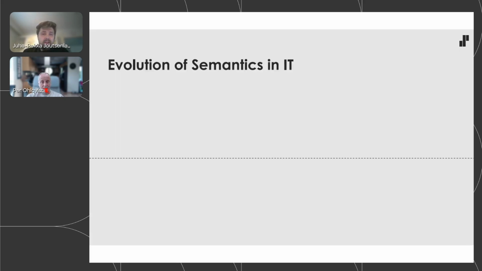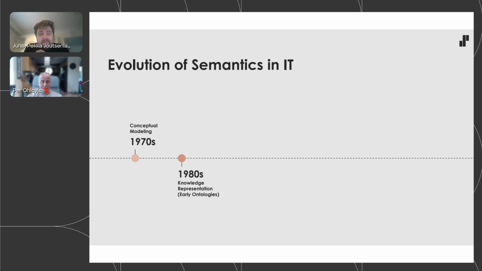But first, if we have a look, a bit of a recap on this evolution of semantics, especially in this data and information area. So it started pretty much in the 1970s. So basically, it was this entity relationship modeling article by Peter Chen, which many academics, at least, who have been writing anything in this area are very familiar with.